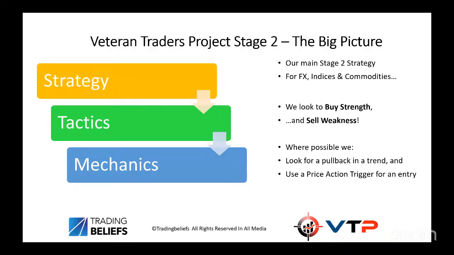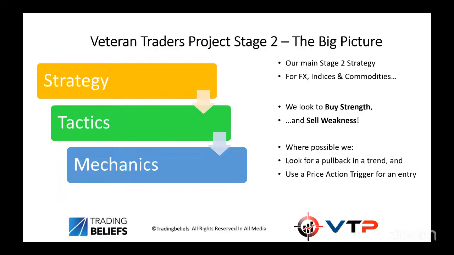Okay, VTP Stage 2 is all about the big picture, all about building the big picture. It is all about overlaying strategy onto the tactics and mechanics that we learn in Stage 1. When it comes to strategy, it is desperately simple. For FX, indices and commodities markets, we are looking to buy strength and sell weakness. And where possible, we'll enact and execute that on a pullback in a trend using a price action trigger for an entry. People make the strategy far too complicated.